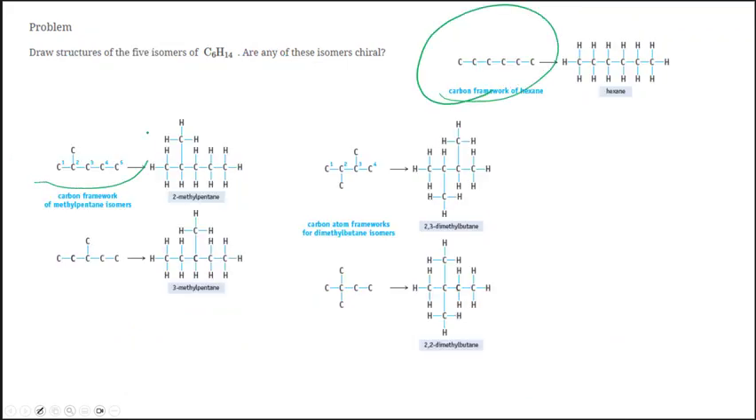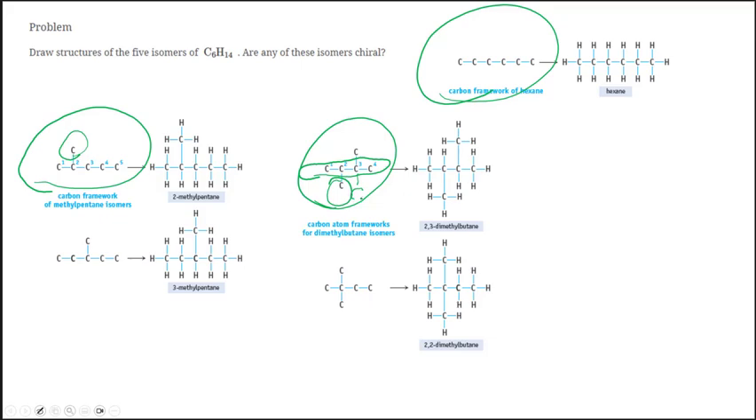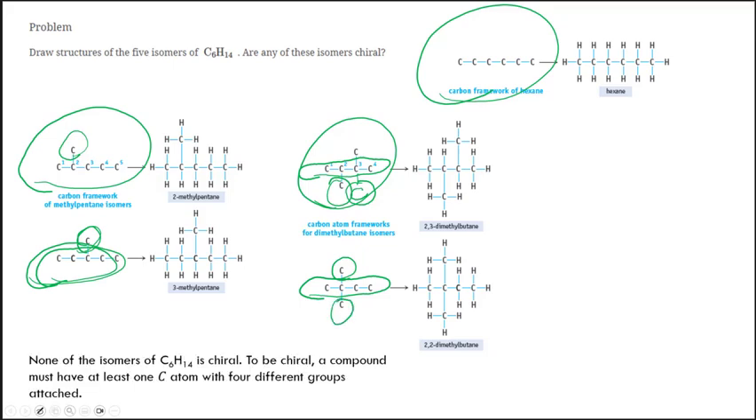There's our 6 in a row. There's our 5 in a row with 1 carbon branch coming off of number 2. There's our 4 carbons with 1 coming off of 2 and 1 coming off of 3. It's okay if you drew it like this with the carbon coming off of the bottom one. It's the same thing. We've got 5 carbons with 1 coming off of carbon number 3. We have 4 carbons with 2 carbons coming off of carbon number 2. None of the isomers of C6H14 are chiral. To be chiral, a compound has to have at least 1 carbon atom with 4 different groups attached to it.